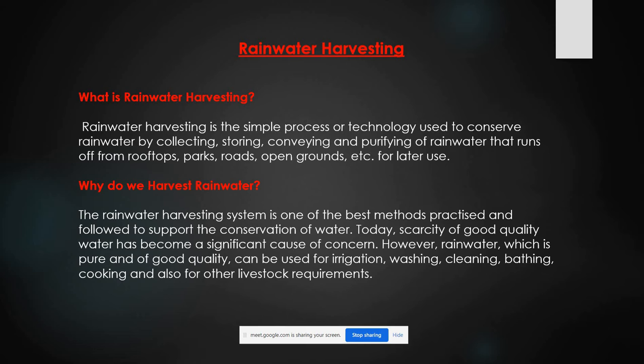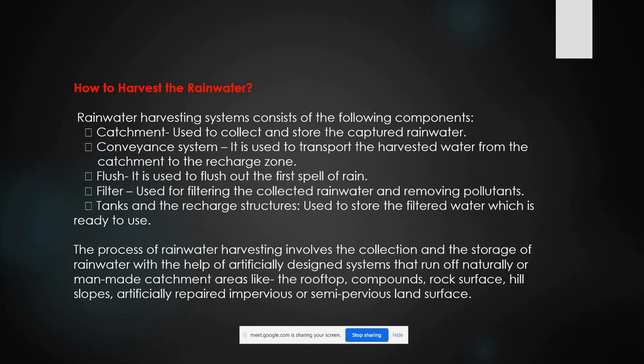The rainwater harvesting system is one of the best methods practiced and followed to support the conservation of water. Today, scarcity of good quality water has become a significant cause of concern. However, rainwater, which is pure and of good quality, can be used for irrigation, washing, cleaning, bathing, cooking, and also for other livestock requirements. How to harvest the rainwater?